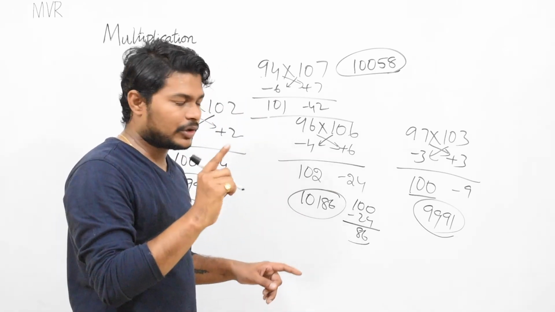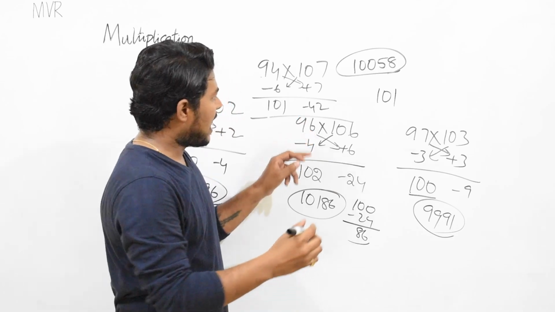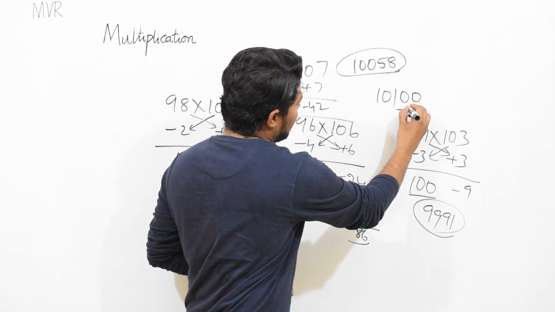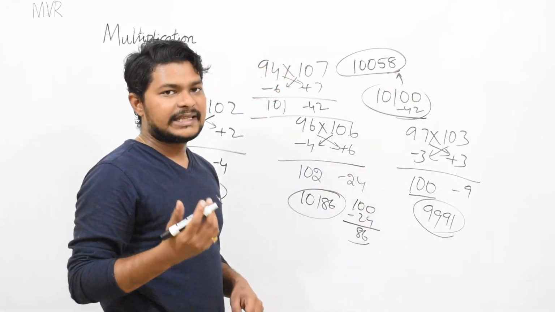Otherwise there is also one more technique. Here 101 is there, right? You add 2 zeros and subtract 42 here. So this will become equal to that. Anything you can do.